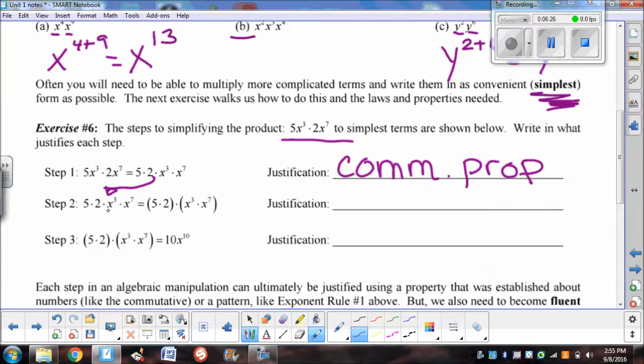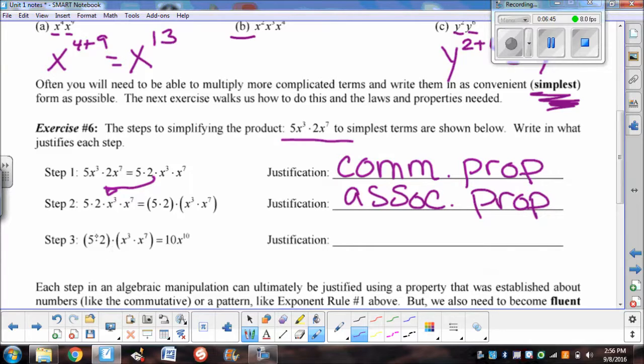Now, how did the left side all of a sudden change to this right side? So all of a sudden now we have some grouping symbols here. We haven't changed the order from the left to the right, but we changed the groups. And what changes the groups? What property? That's the associative property of multiplication.